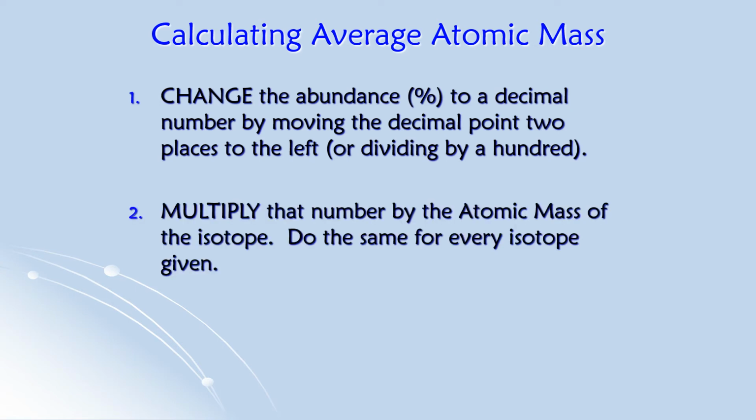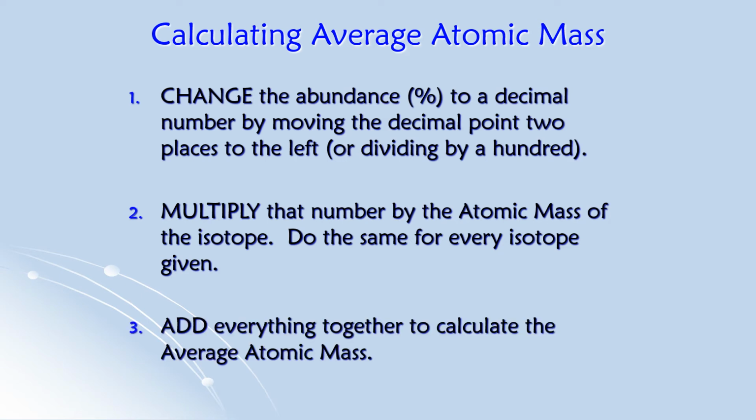Now, once you have the decimal number, your next step is to multiply the atomic mass for your first isotope with that decimal number of the abundance. Do the same with the second isotope. Take the atomic mass, multiply that with the decimal number for the abundance. If you have a third or fourth isotope, do the same for all of them as well. Get your answers for all of them. And then your last step will be to add those answers.